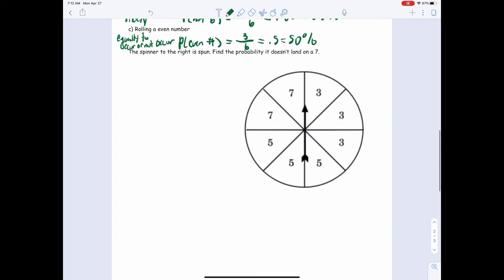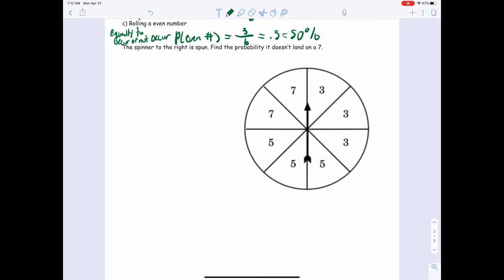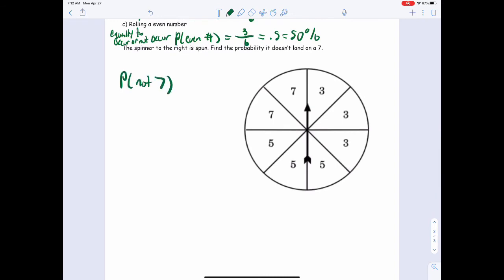All right, why don't you guys try this one? The spinner to the right is spun. Find the probability it doesn't land on a 7. Okay, so the probability it doesn't land on a 7. Well, how many numbers aren't a 7? There's a winner. There's another winner. Another winner. Another winner. Another winner. Another winner. So there's 6 winners, and there's 8 possible options. So the probability is 6 out of 8. It didn't say how to write it, so we can just do 6 out of 8.